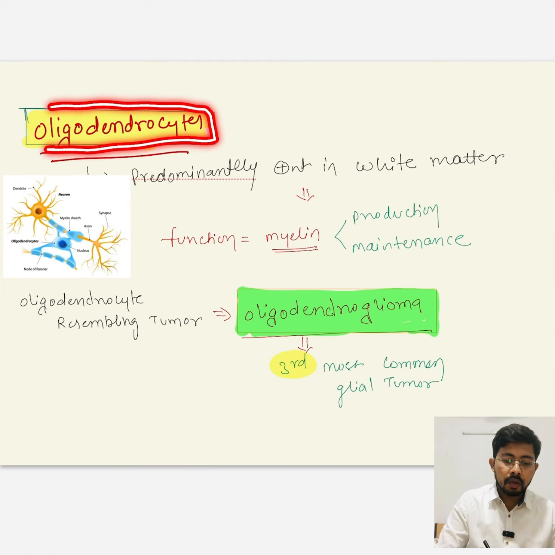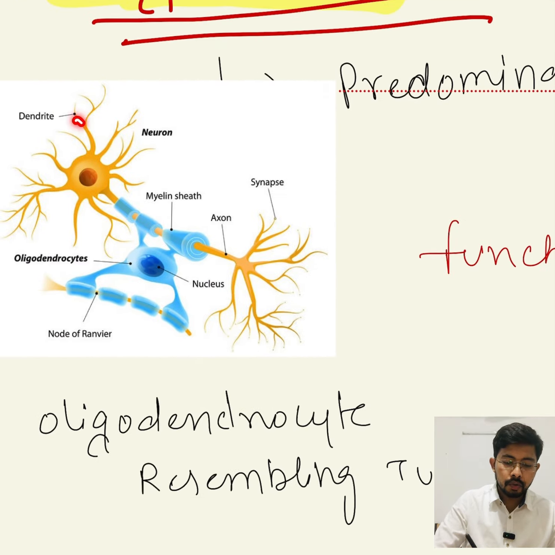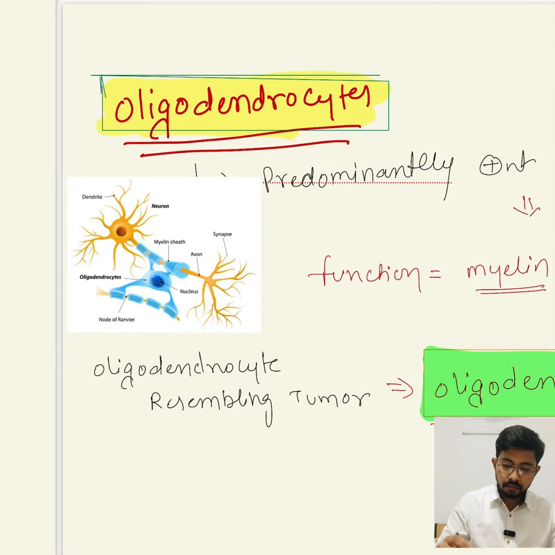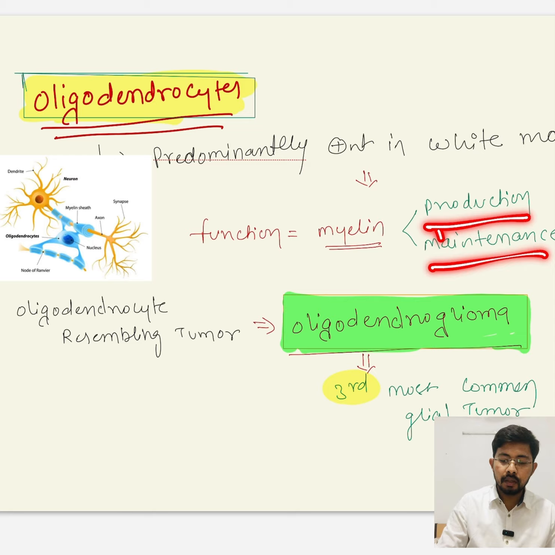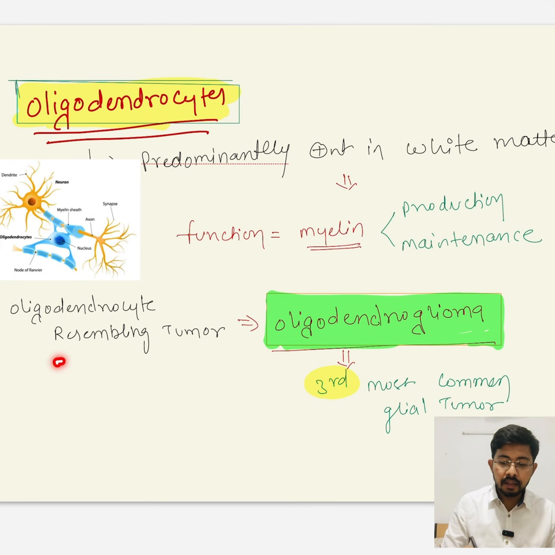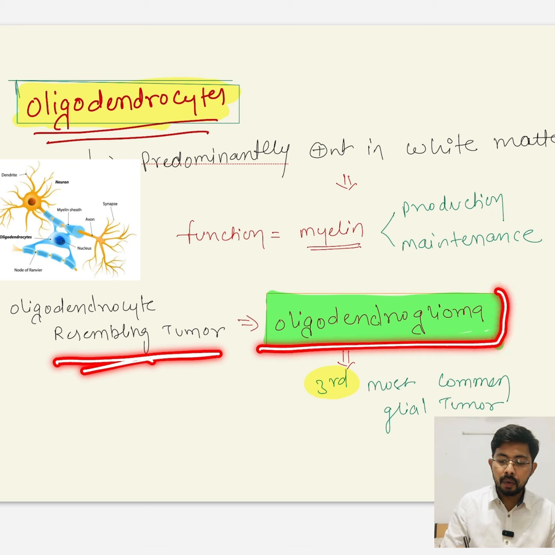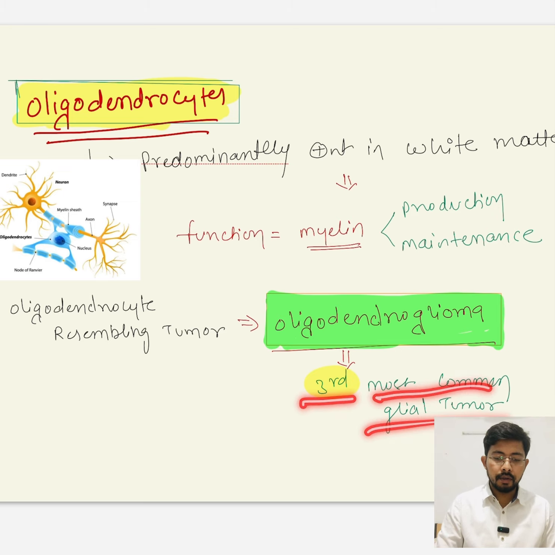Oligodendroglioma arises from the oligodendrocytes. First, what is an oligodendrocyte? Oligodendrocytes are normal neural tissue cells whose main function is to form and maintain the myelin. So the function of the oligodendrocyte is the production and maintenance of myelin. However, oligodendrocytes give rise to the tumor called oligodendroglioma. This oligodendroglioma is the third most common glial tumor in our body.